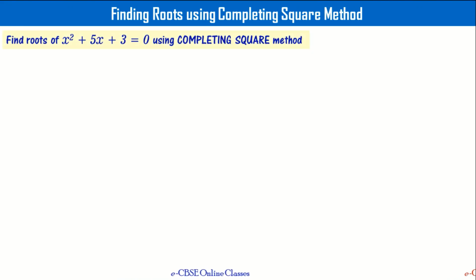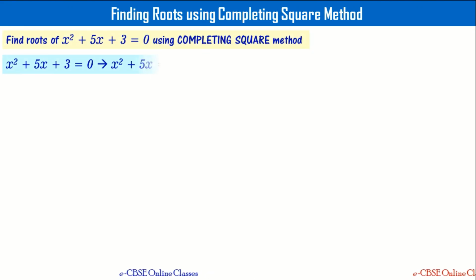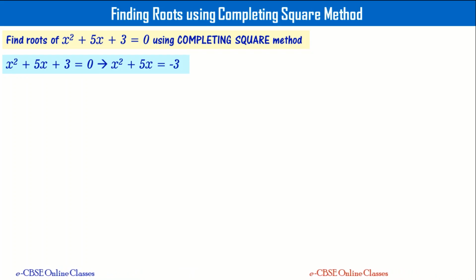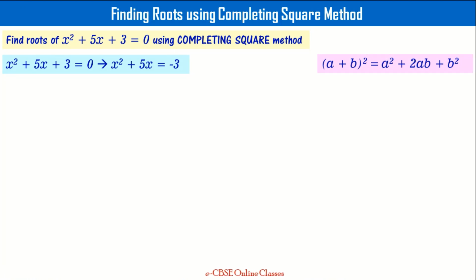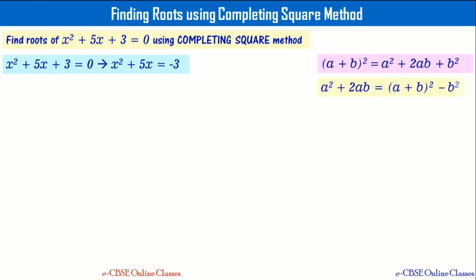Let's go to the completing square method and try to solve the same problem. x square plus 5x plus 3 equal to 0 can be written as x square plus 5x equal to minus 3, right? We know that a plus b whole square equal to a square plus b square plus 2ab, right? This can be rearranged and written as a square plus 2ab equal to a plus b whole square minus b square.